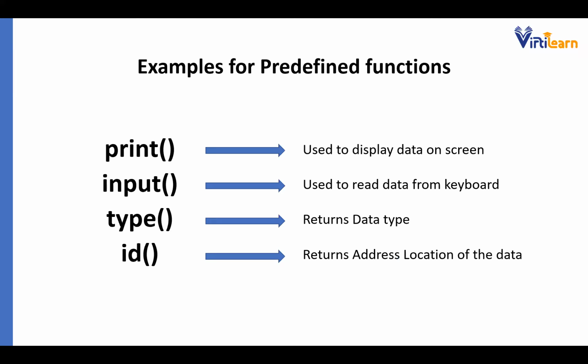But for now, what is meant by a function? A function is something which performs a task. What will print do? Print will display it on the screen. Input will take input from the keyboard. Type will tell you the data type. ID will tell you the address location. That's it. That's how simple it is.